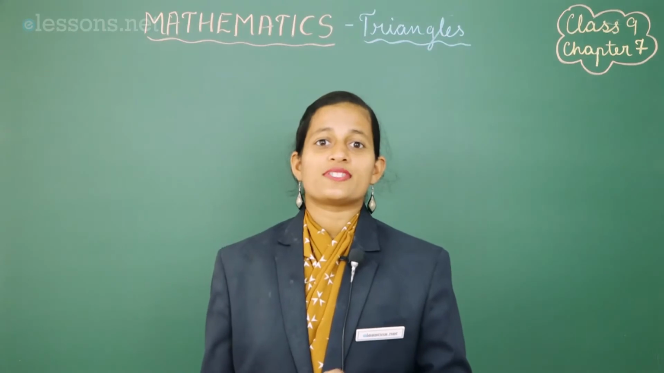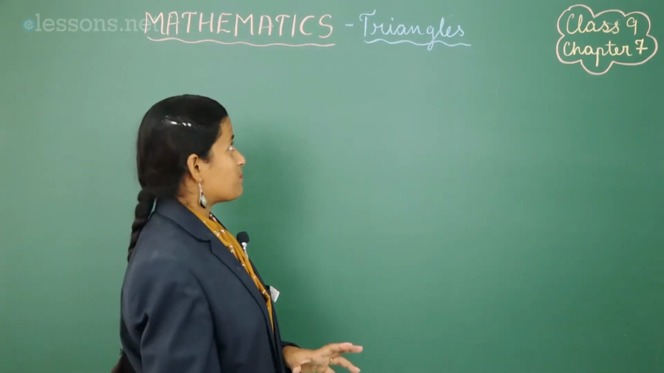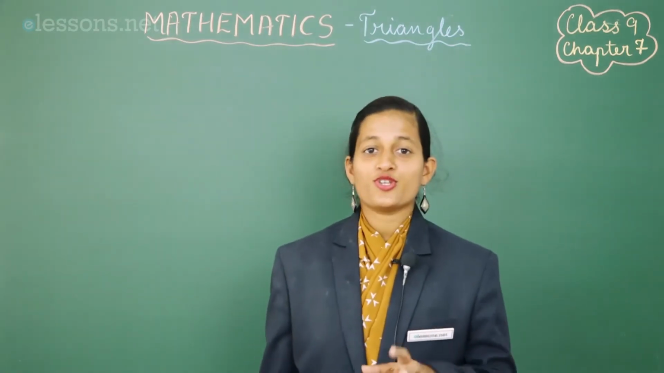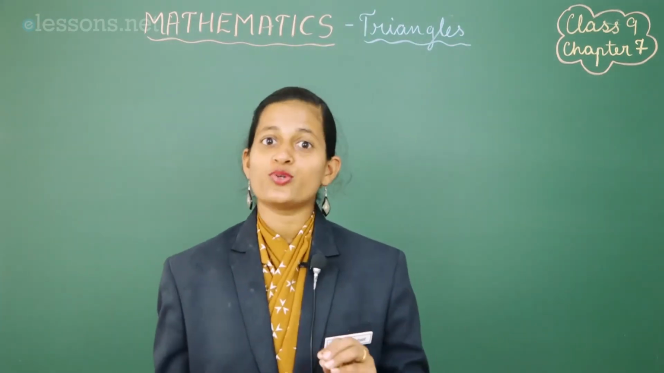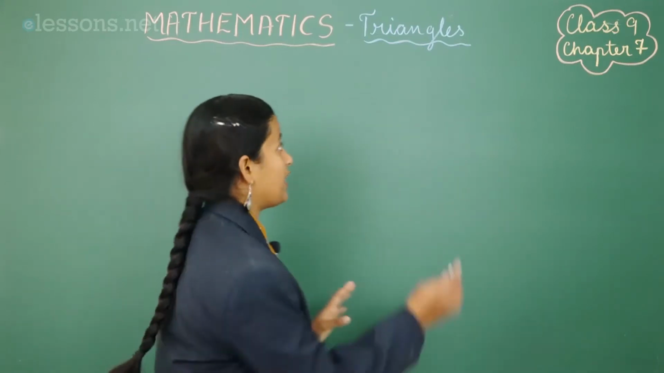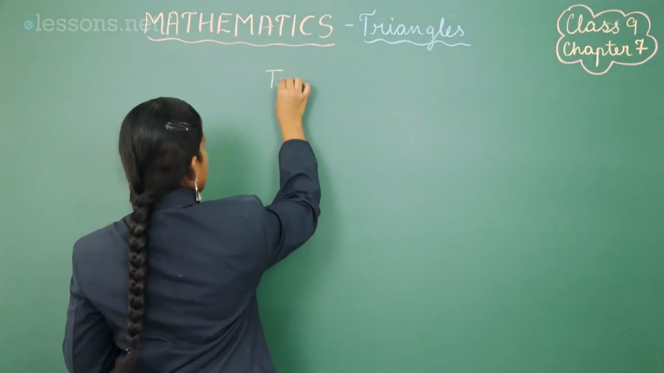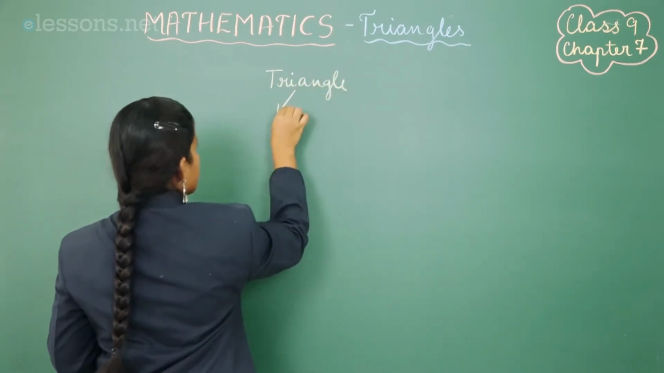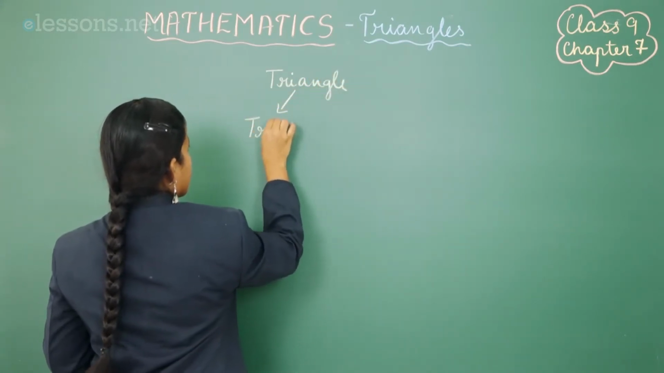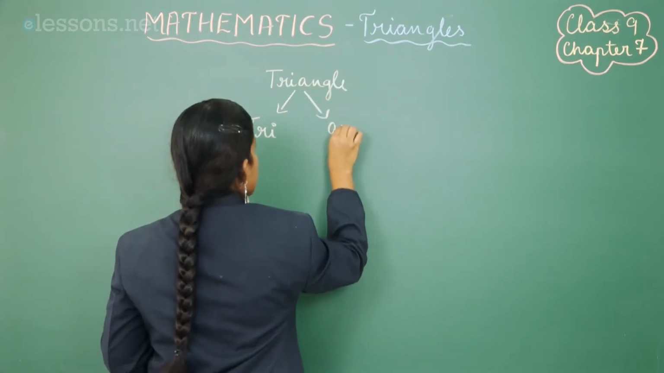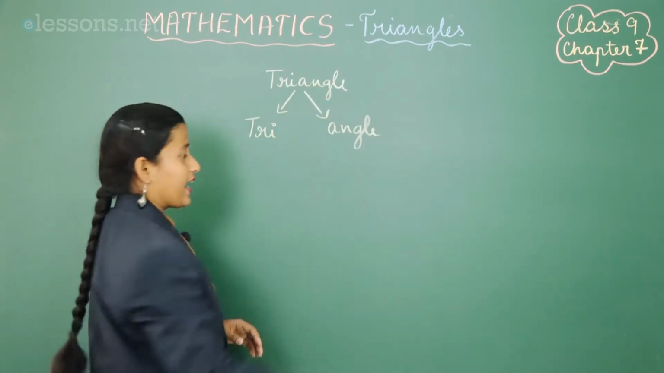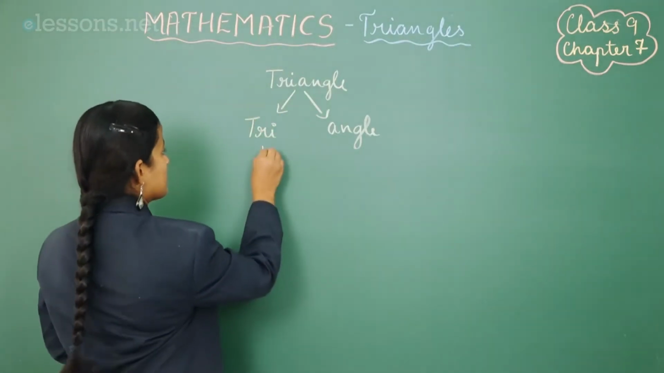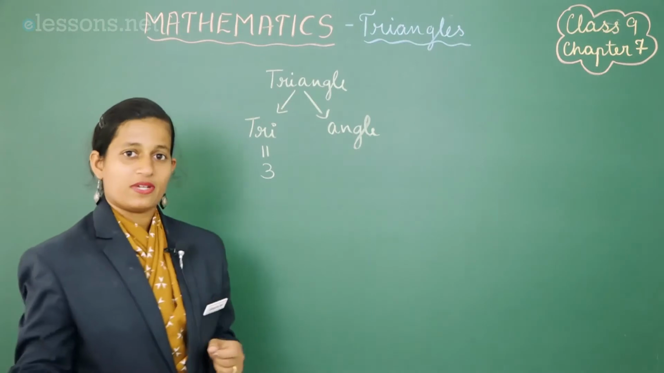Today we are going to study a new chapter, chapter 7, called triangles. You have heard the word triangle already, so you know what a triangle is, okay? The word triangle comes from two words. The first one is tri and the second one is angle. So tri and angle are the two words which make up the word triangle. Tri means 3.